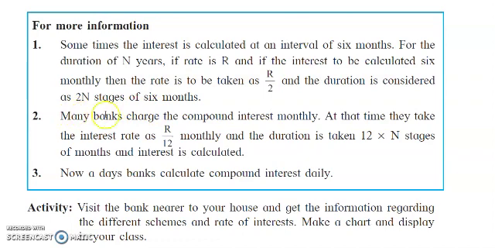Many banks charge the compound interest monthly, means on monthly basis interest is to be calculated. At that time they take the interest rate as R upon 12 because there are 12 months. So R divided by 12 and duration is taken as 12 multiplied by n stages of month and interest is calculated. Nowadays, banks calculate compound interest on daily basis also.